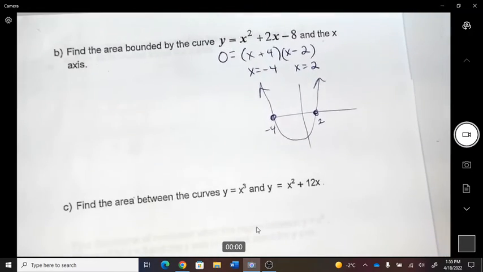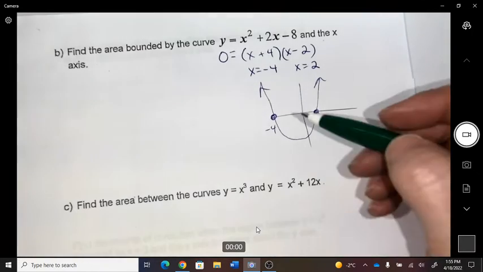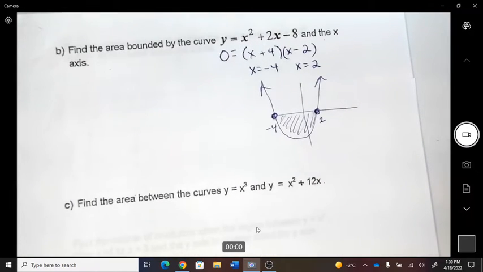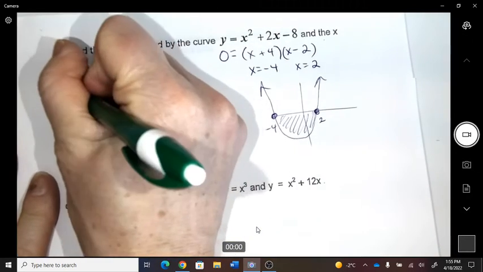This is my sketch. That's a parabola. I know that's where it's hitting the x-axis. So I'm finding the area in this zone. What do you think my answer is going to come out to be? Negative. I can see my answer is going to come out negative because the area will be under the x-axis, but I'm just going to change it at the end.